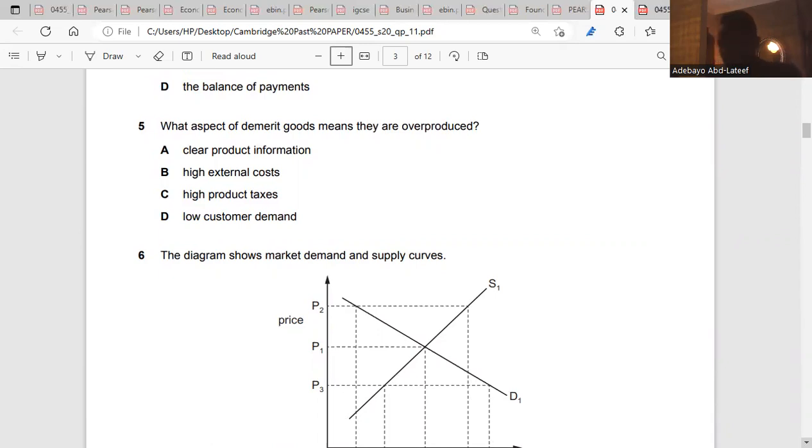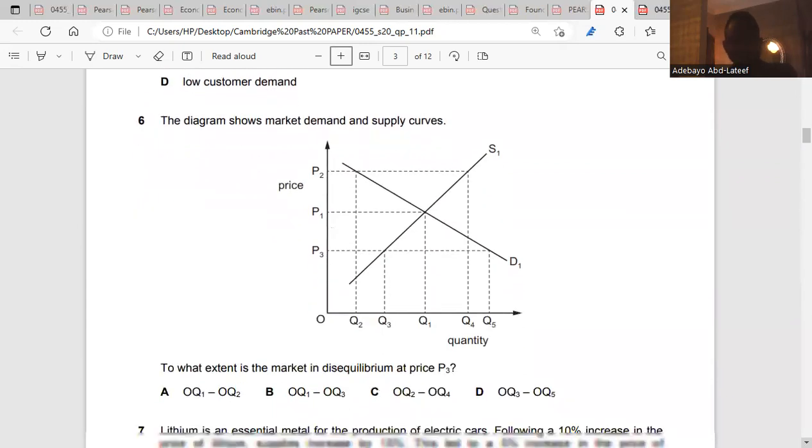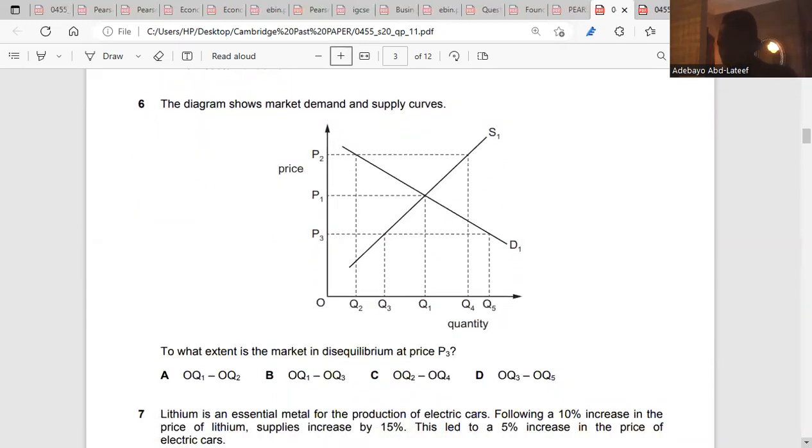Okay. The diagram shows market demand and supply curves. So they said disequilibrium. What does disequilibrium mean? There's equilibrium, which means the quantity demanded equals the quantity supplied. That is the market equilibrium. The market equilibrium here is at P1. We have P1, Q1, D1, S1. That's our equilibrium. So there's disequilibrium here, where there's a fall in equilibrium as a result of maybe changes in price or changes in quantity demanded or quantity supplied.